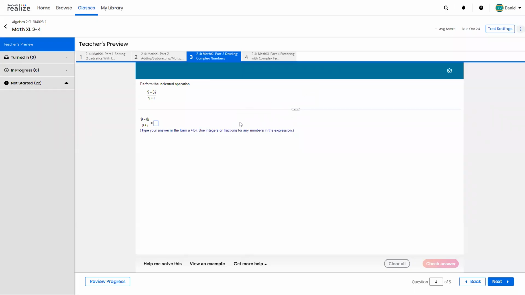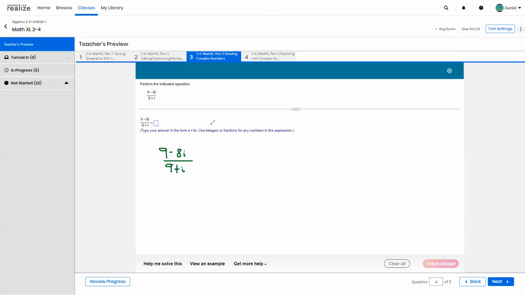All right, dividing complex numbers. So here we have an example of division of complex numbers. We have 9 minus 8i divided by 9 plus i. So we have two complex numbers here. They're complex because they're in the form a plus bi. That's what a complex number is.